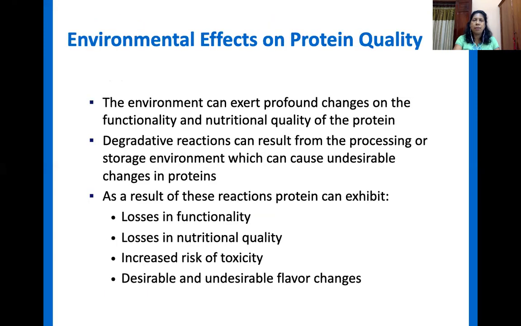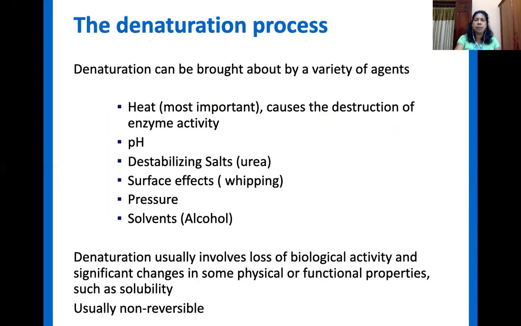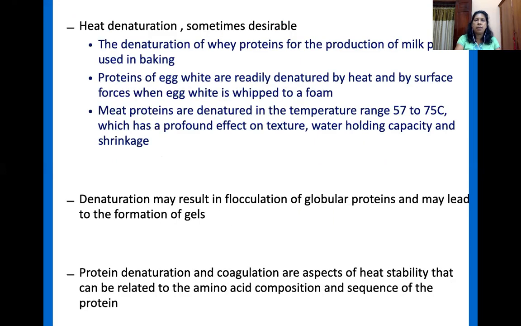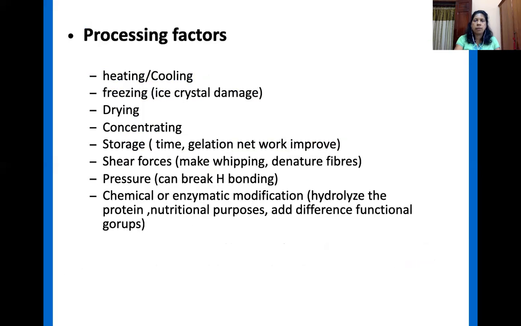Right. Now we have started from this point, the denaturation process. The denaturation process can happen because of reagents, heat, pH, urea, salts, surface effects, pressure, and also solvents, sometimes alcohol. We have discussed all these things in detail, and we have taken each and every amino acid and discussed what will happen to these amino acids if we subject them to different situations. So you have to study these things.